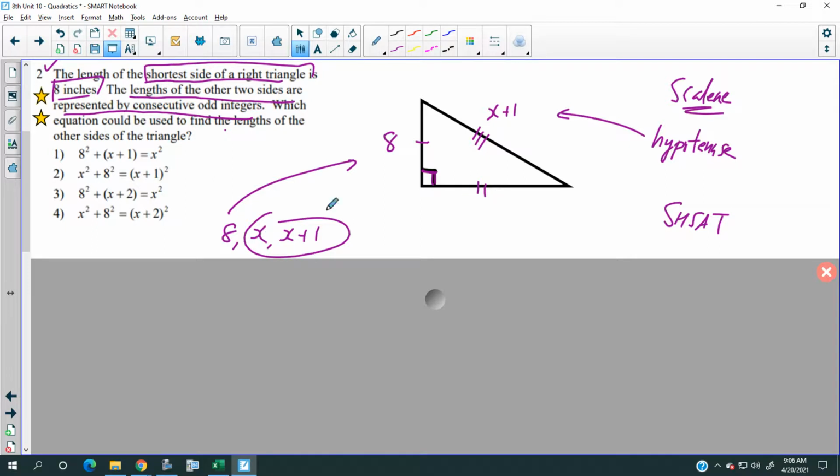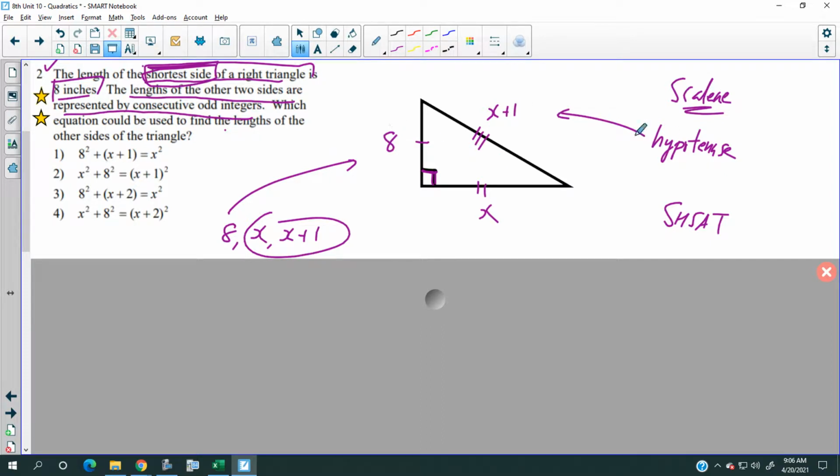And then the middle side would be the x. So far so good, right? We got three sides here, right? 8, x, and then x plus 1. So here you got 8, the shortest side, right? It told us that's the shortest side, all right? I'm not making this up. Shortest side, medium side, longest side, right?